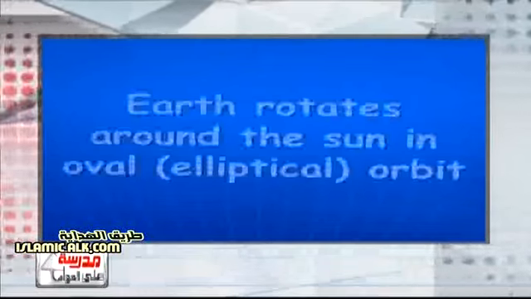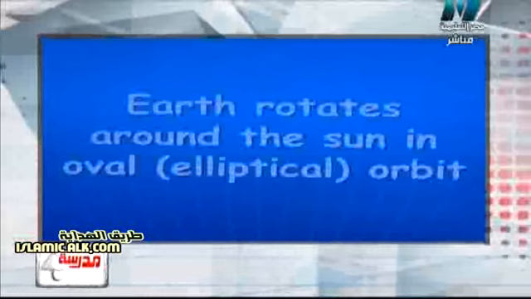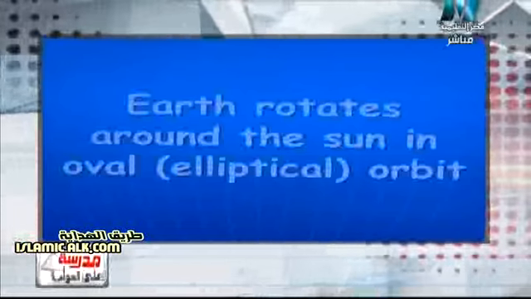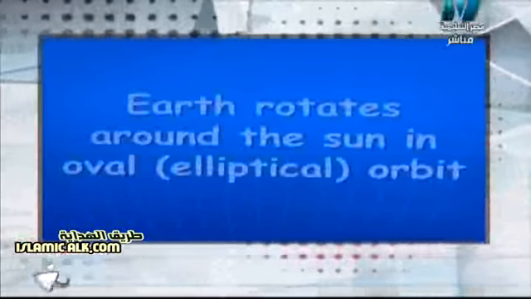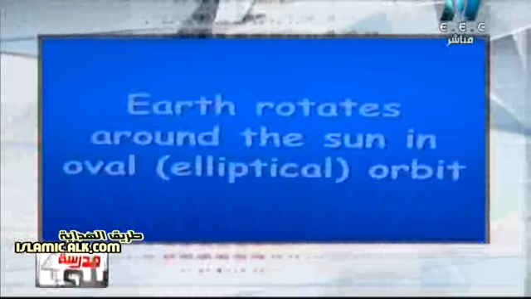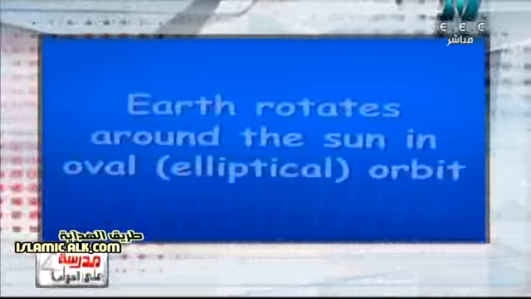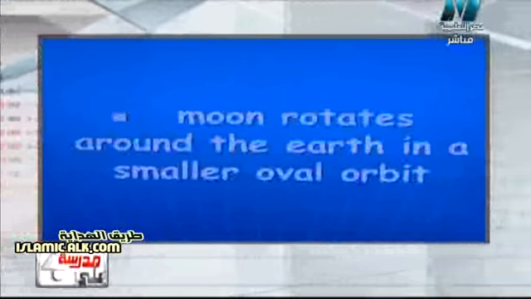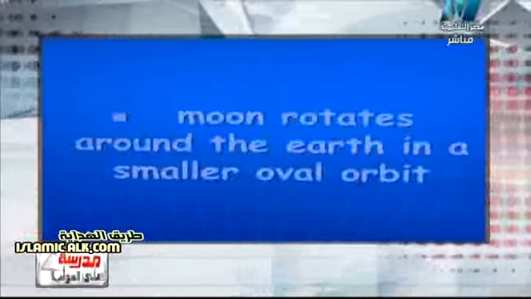Also, Earth rotates around the sun in an oval or elliptical orbit. Again, Earth rotates around the sun in an oval or elliptical orbit. And also the moon rotates around the earth in a smaller oval orbit.